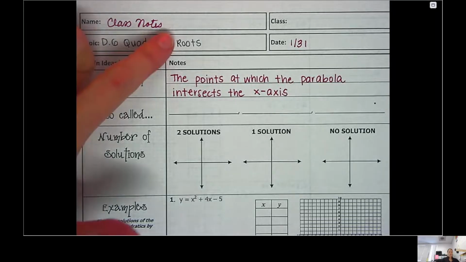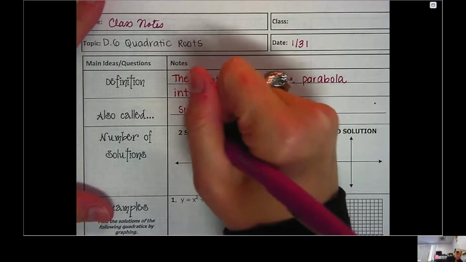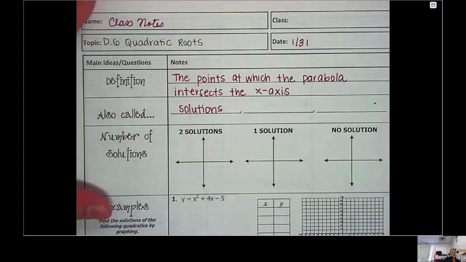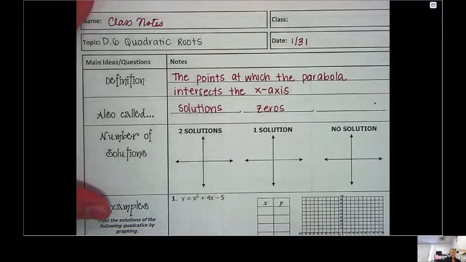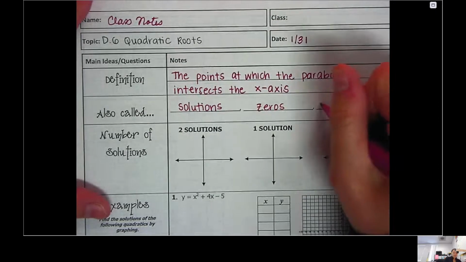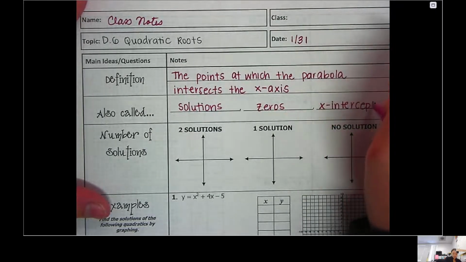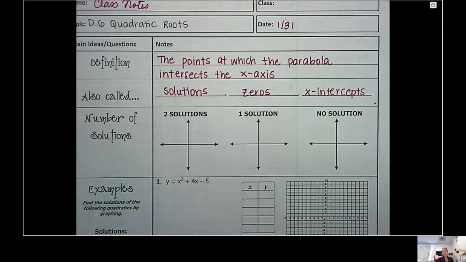So we can call them roots, solutions, zeros, or x-intercepts. All of those mean the same thing. So you can really use those words interchangeably. Doesn't matter which one you use, but it's just where it crosses the x-axis.